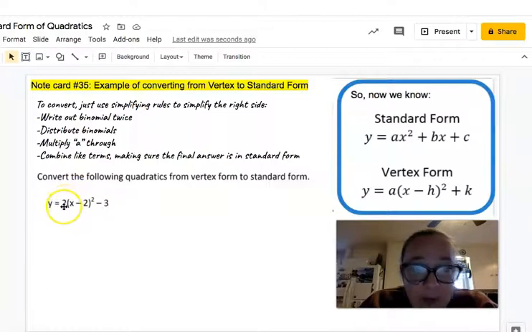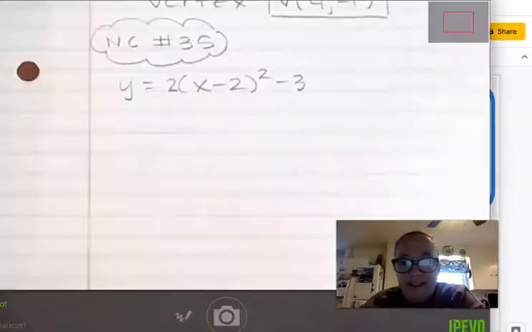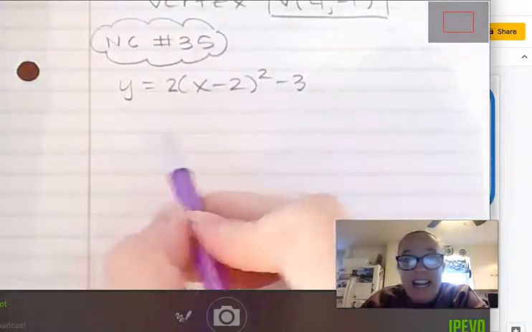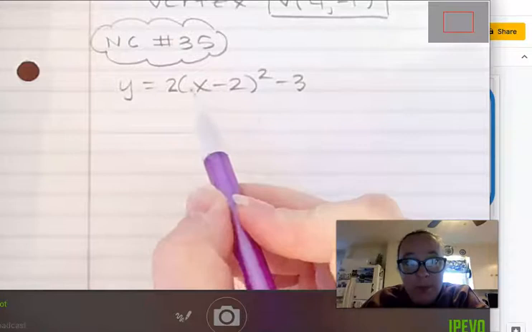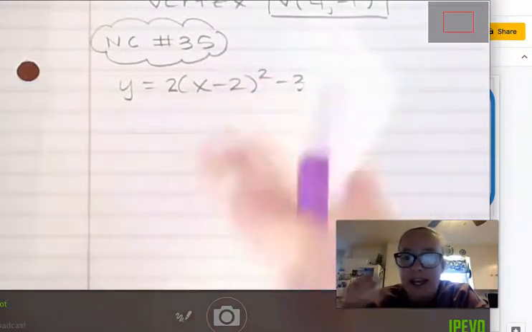A is 2 on this one. Remember, A sits right there. And then we just combine like terms. So now I've just taken the y equals that was in vertex form and put it right here. Okay, same thing that was on the slide. I just put it over here.